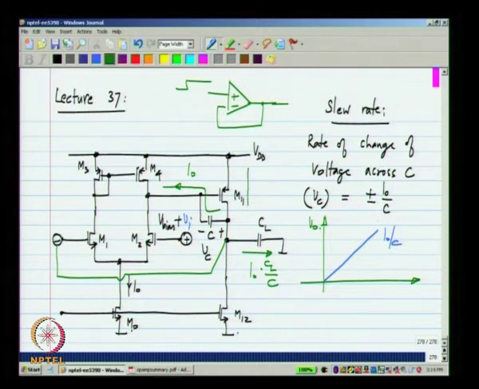Through M11, we need to have a current equal to the current in M12, which is some bias current I12, plus the current through C plus the current through CL. Okay. So, this is I12 plus I naught times 1 plus CL by C. ID11 will be I12 plus I naught times 1 plus CL by C.